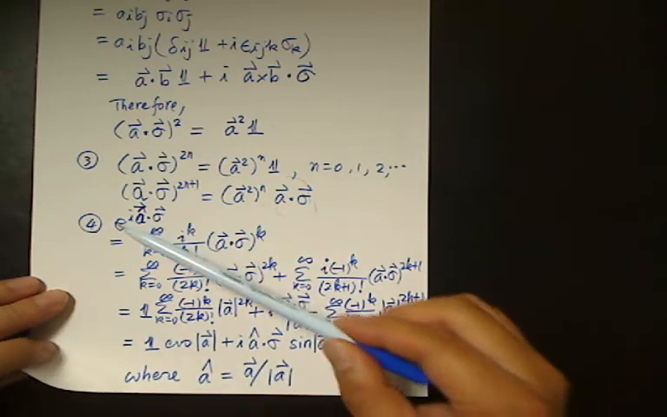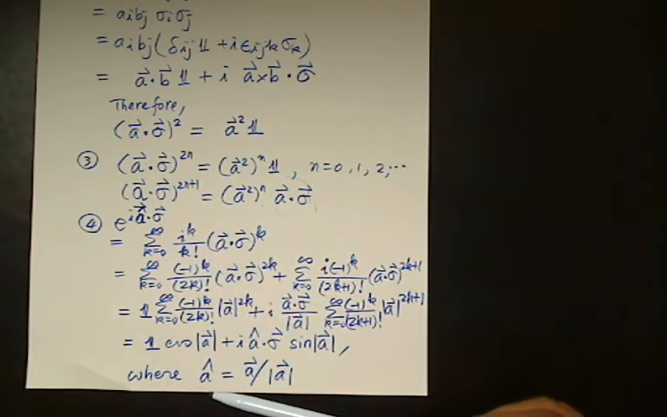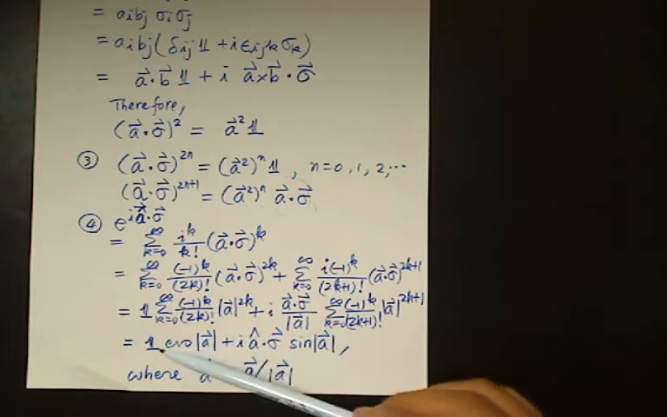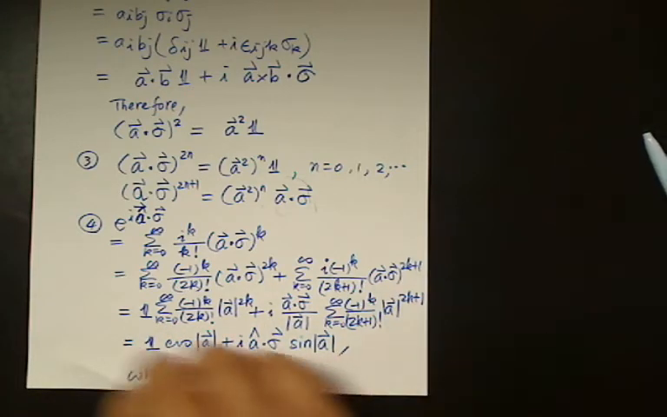So the exponentiated form gives a matrix that is just a linear combination of the identity and Pauli sigma matrices.